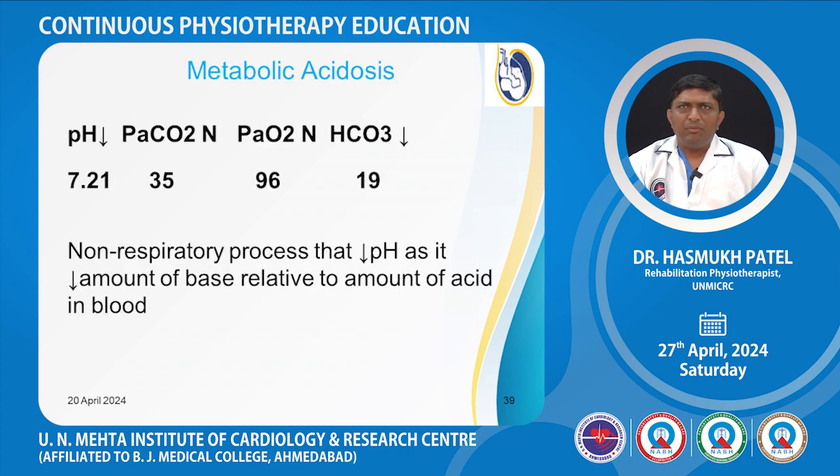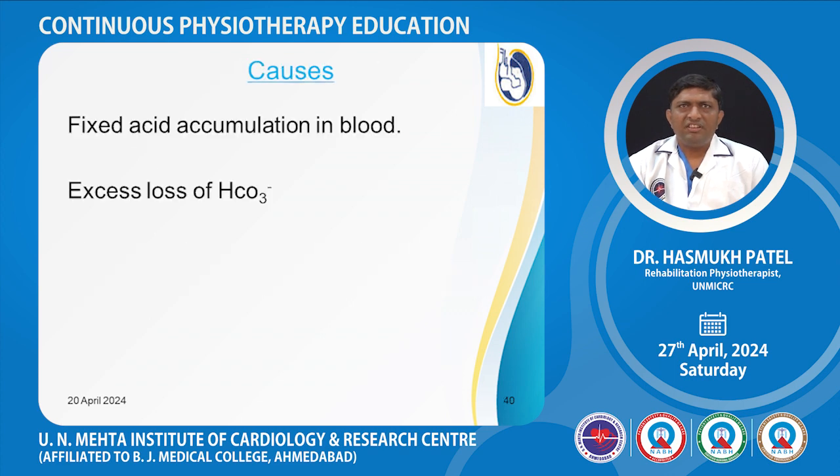The third one is metabolic acidosis. In metabolic acidosis, pH decreases, PaCO2 normal, PO2 normal, HCO3 decreases. This is a purely non-respiratory process that decreases pH as it decreases the amount of base relative to the amount of acid in blood. Fixed acid accumulation in blood, excess loss of HCO3 minus.